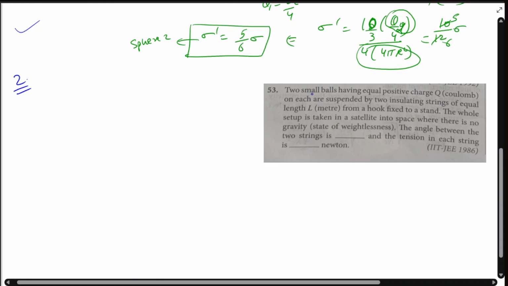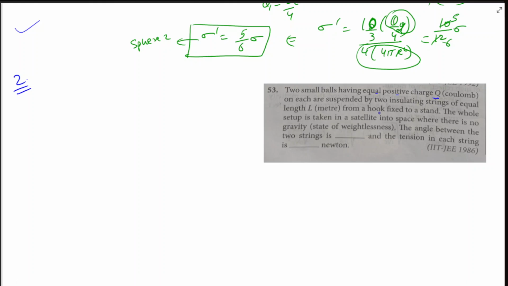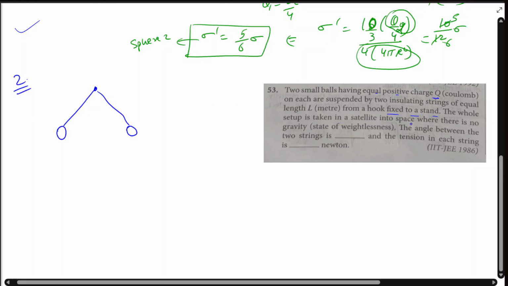Next question, we have two small balls, equal positive charge Q on each, suspended by two insulating strings of equal length L from a hook fixed at the top. Okay, so they are like this, and they have charge Q. Okay, perfect. The whole setup is taken in a satellite into space where there is no gravity. Okay, g is not there. The angle between the two strings is asked. So it's an interesting question. Okay, let's suppose this angle is alpha and this angle is also alpha.